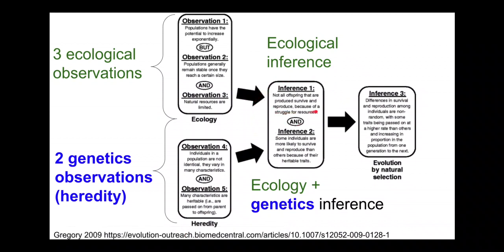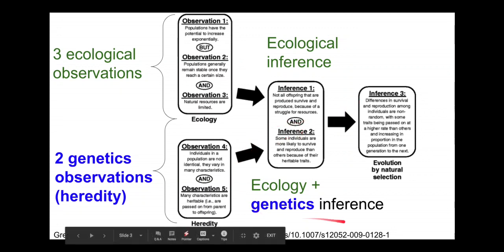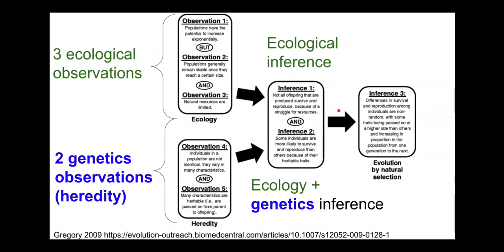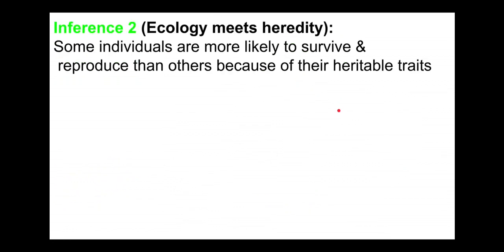First, an ecological inference that not all offspring survive, populations are stable, and therefore there must be some sort of struggle for resources. There must be winners and losers. And then in this video, I'll be talking about the second inference and also the final inference. This is where ecology and genetics come together in the second inference, and then in the last inference, all of it gets tied together to figure out how natural selection works.